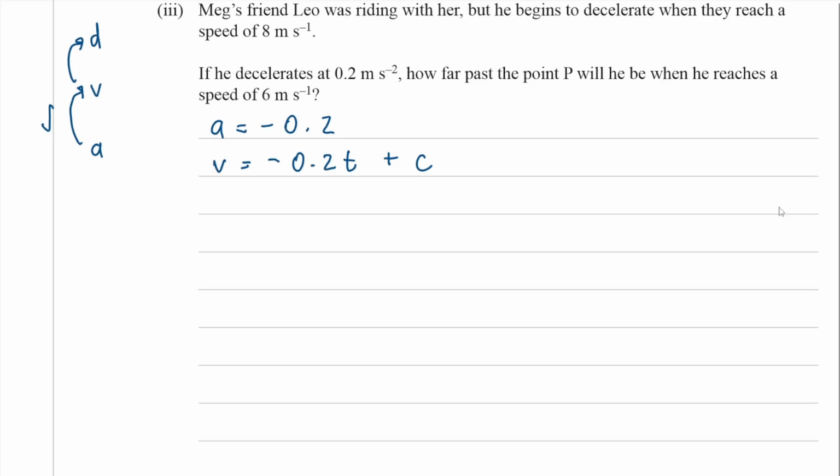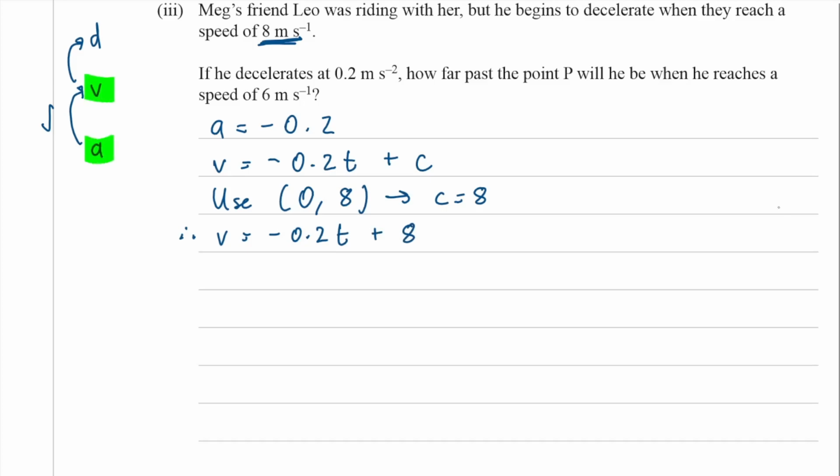And just rereading the question, his initial speed at this point is 8 meters per second. So I know c will be equal to 8. But just like before, we could use the point 0, 8, right, initially, so t equals 0. Substitute in 0 for t, 8 for v, we find that c equals 8. So we're given his speed is minus 0.2 t plus 8. Cool.